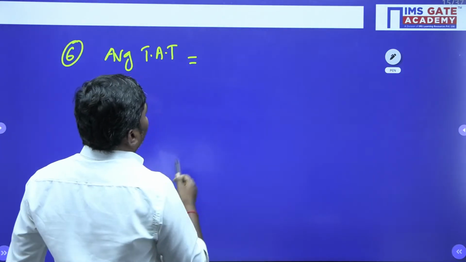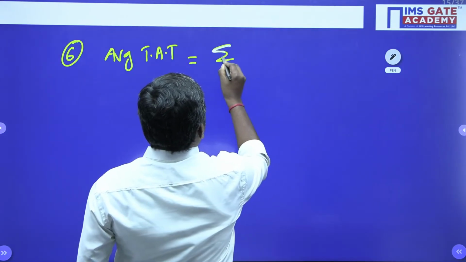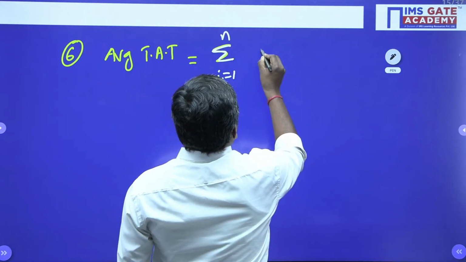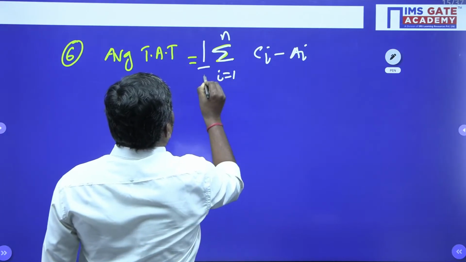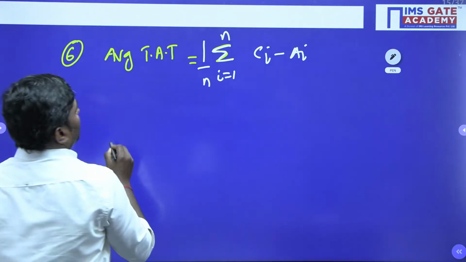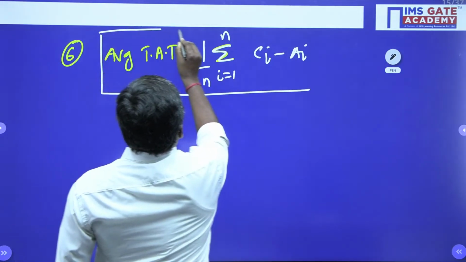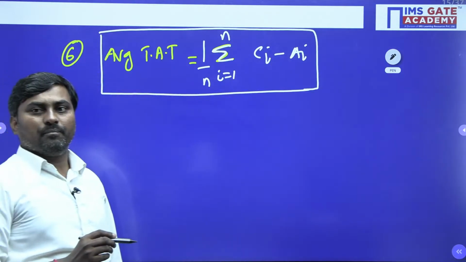So, totally how many processes do I assume? N processes, like summation, i equal to 1 to N. Completion i minus Ai, is it not? Divided by how many processes? N processes. Yes or no, all of you? So, this is the average turnaround time of a process. Any doubt here?